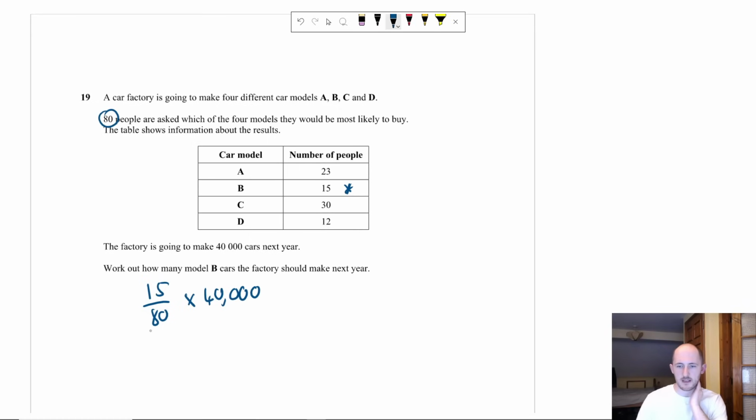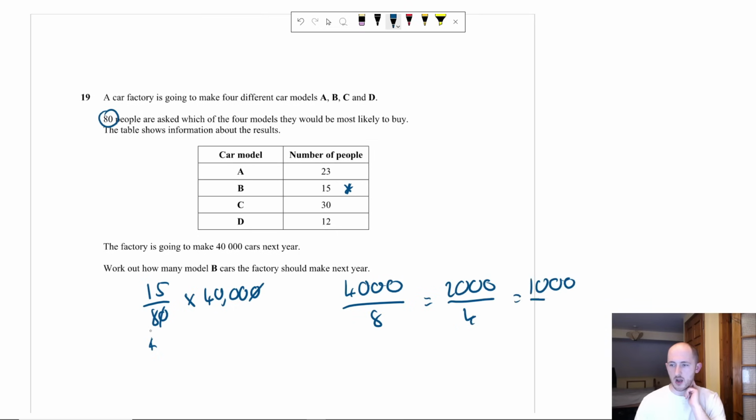So the first thing we can do here is actually cross off a 0. So that's 4,000 divided by 8. You can half both of those, half the top and bottom number. So 2,000 over 4, 1,000 over 2, and that makes 500 over 1. So that's 500, and then you times that by 15. So you're doing 15 times 500.